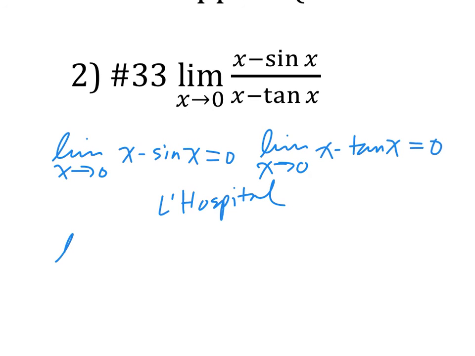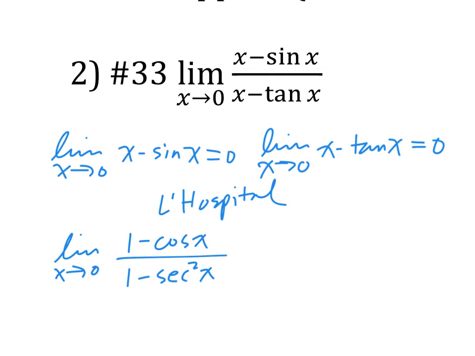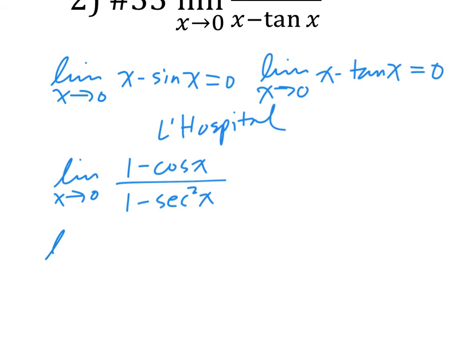All right, limit x goes to 0. What's the derivative of the top? 1 minus cosine x. What's the derivative of the bottom? Hope you remember. 1 minus secant squared x. Plug in 0, what do you get? 0 over 0. What do you do? Continue. Do it again.